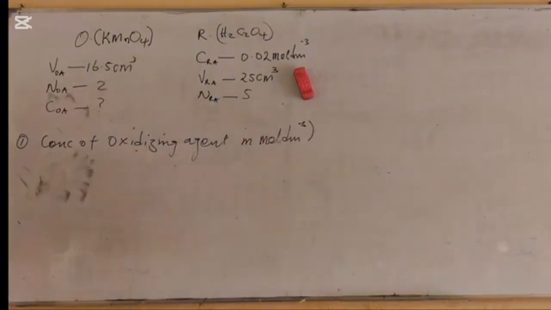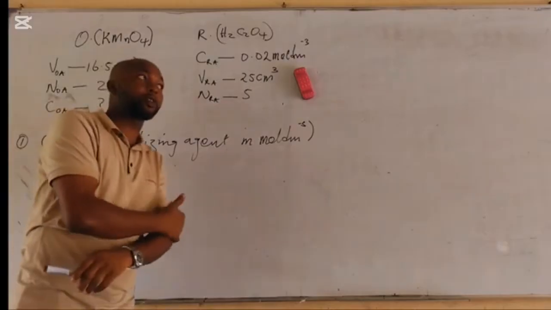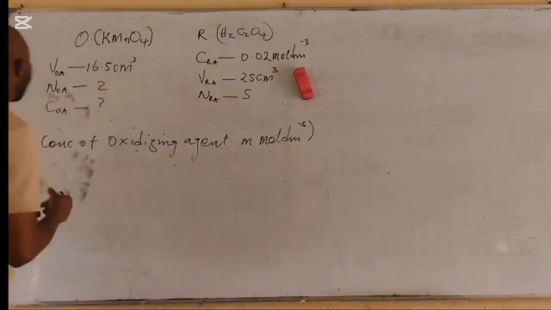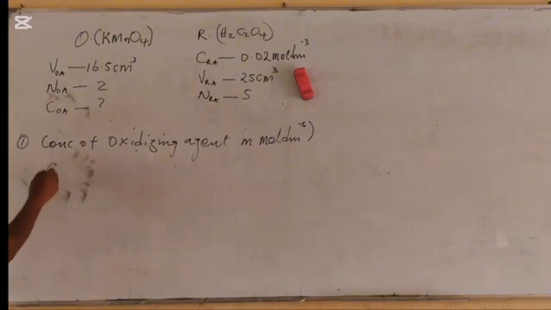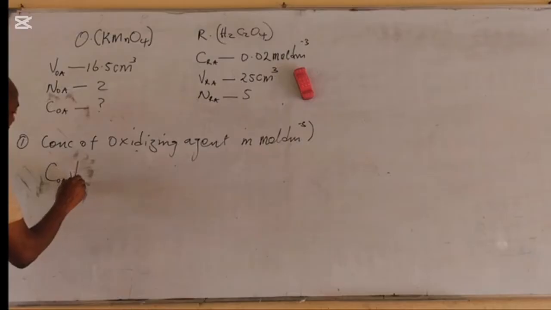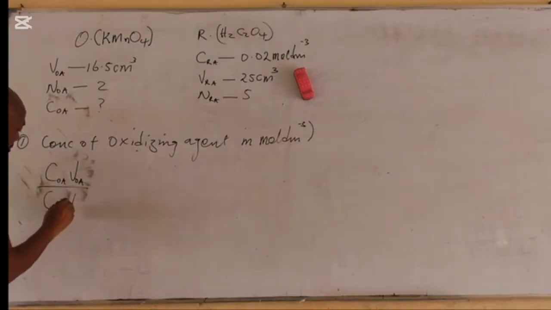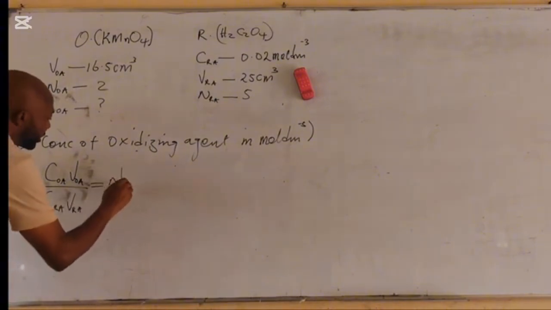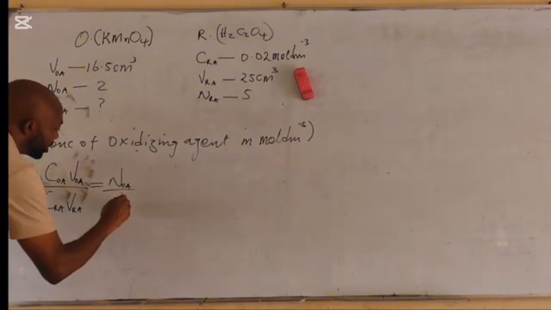So, in mole per dm³, we are going to apply the formula I introduced earlier from the beginning. One of the formulas, which is the COA, BOA. So let's see how that one works. Concentration of oxidizing agent times the volume of oxidizing agent over concentration of reducing agent times the volume of reducing agent is equal to the number of moles of oxidizing agent over the number of moles of reducing agent.